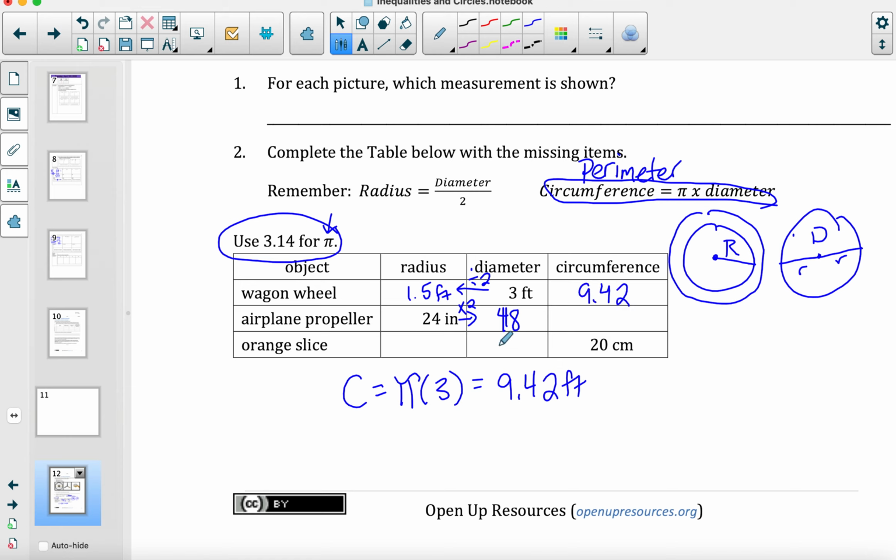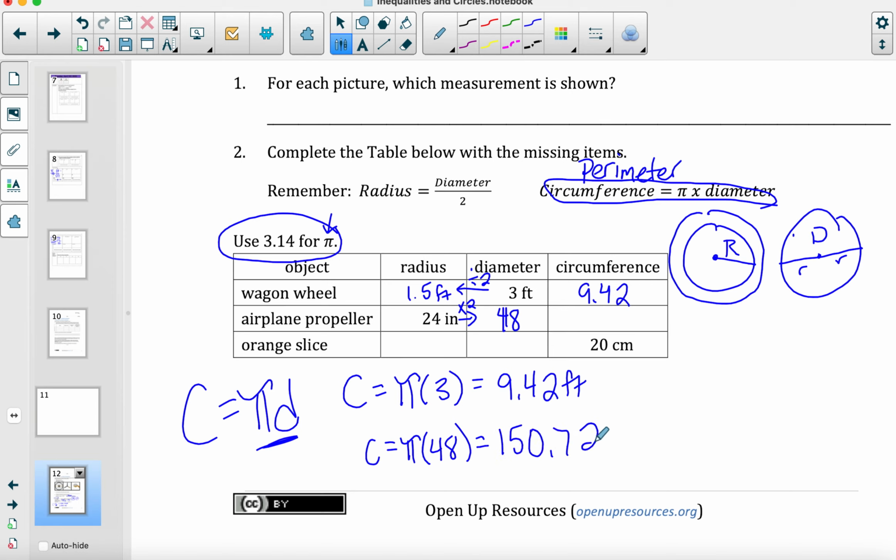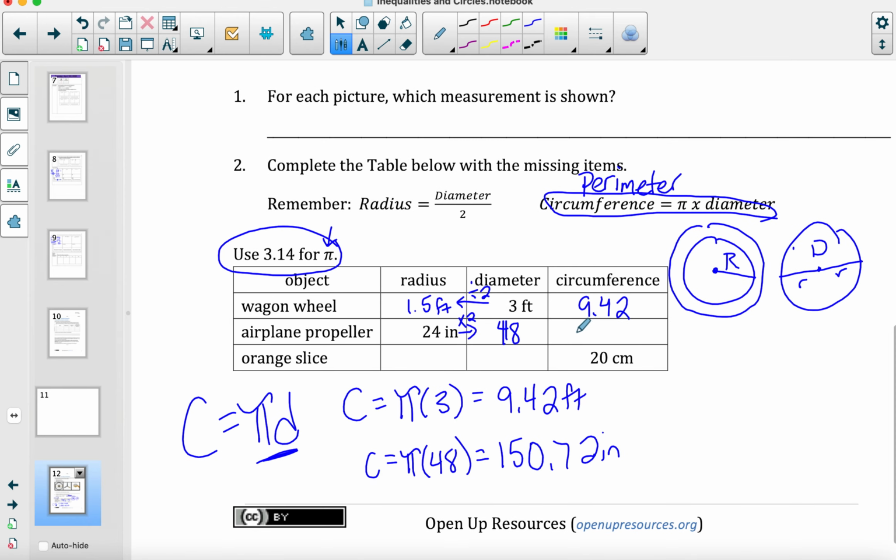So all we're doing is using this formula. This is a formula that you need to memorize. Pi times diameter equals circumference. So let's do the airplane propeller. 48 is my diameter. And I'm just going to multiply by pi, or 3.14, and I get 150.72, and it's inches.